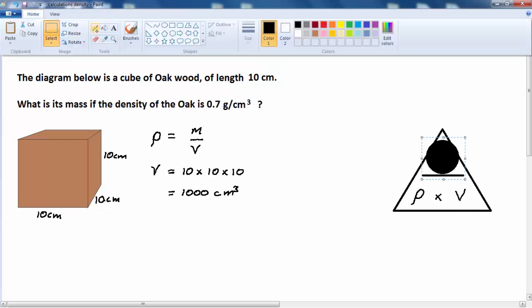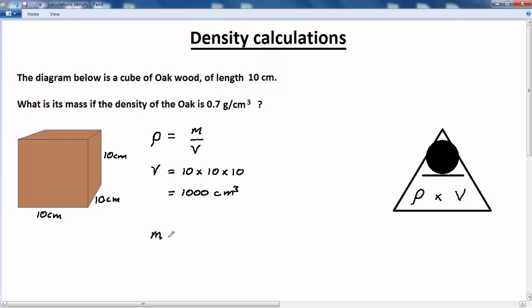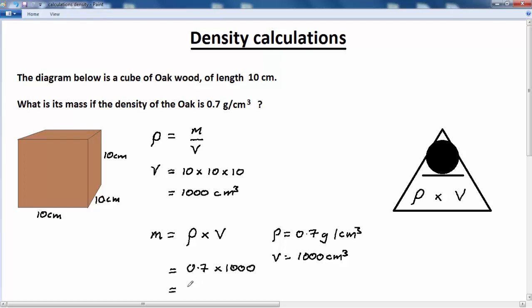So we can write that the mass is equal to rho times V, and then we substitute our values in. You should write these down beforehand. So you write rho is equal to 0.7 grams per cubic centimetre, and V is equal to 1,000 cubic centimetres, and so the mass will be 0.7 multiplied by 1,000, which is equal to 700 grams.